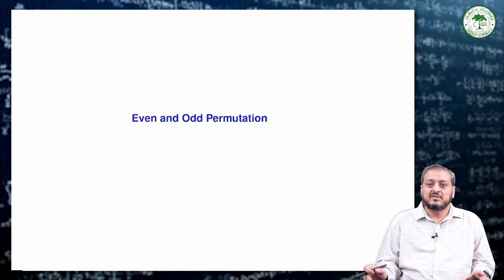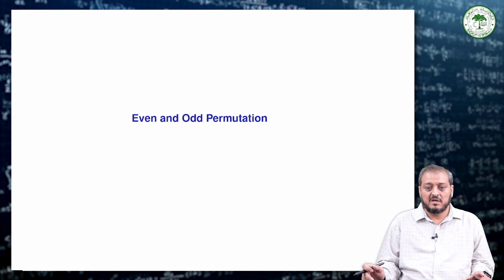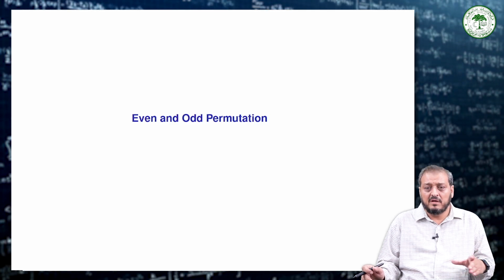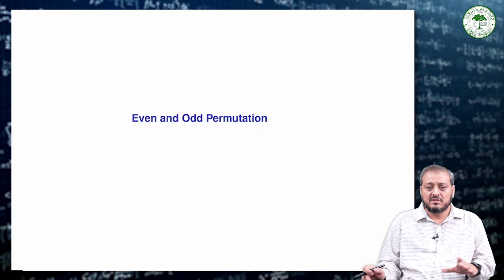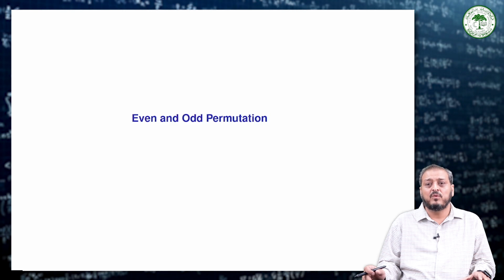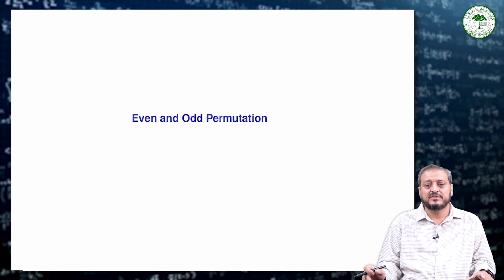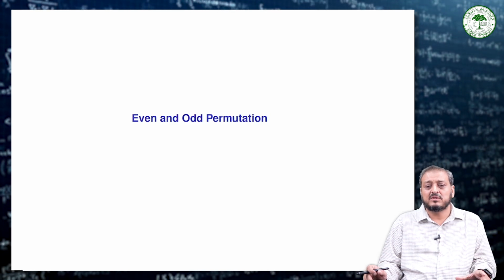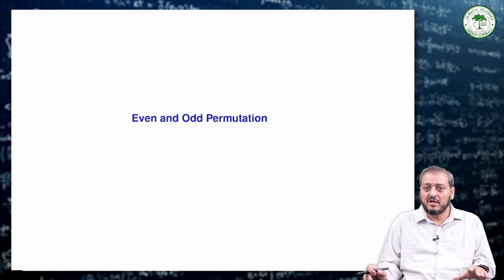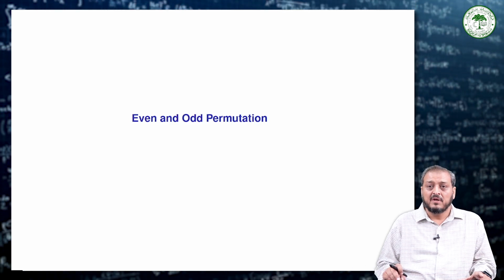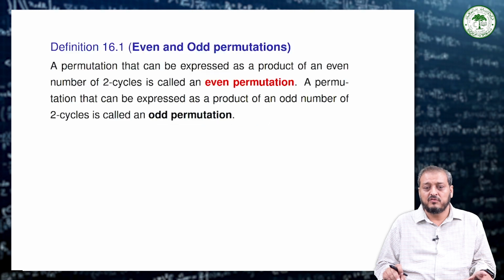My dear students, in the last class we discussed permutations, symmetry, cyclic notations, some theorems we have to prove, and how to find the order of permutations. In today's lecture we will discuss even and odd permutations and the signature of a permutation. Let us begin with the definition of even and odd.